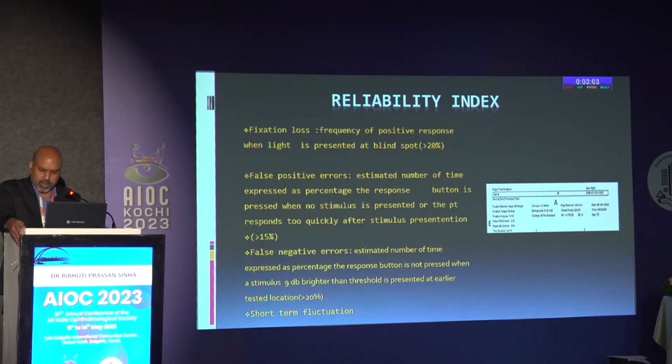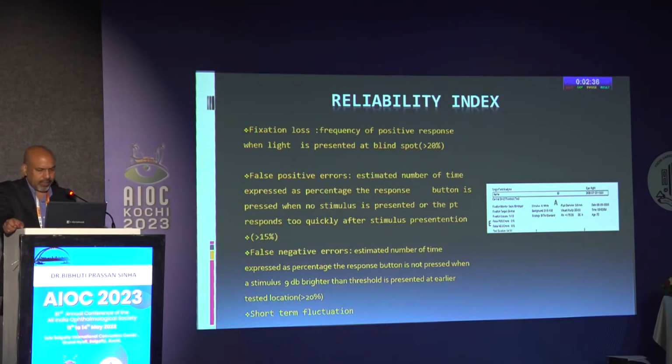Fixation loss is when the patient detects the stimulus presented at the blind spot. If it is more than 20%, the flag is on. False positive means the patient has pressed the buzzer even at the sound or before the light is presented to the patient. If it is more than 15%, the test is flagged as an unreliable test.